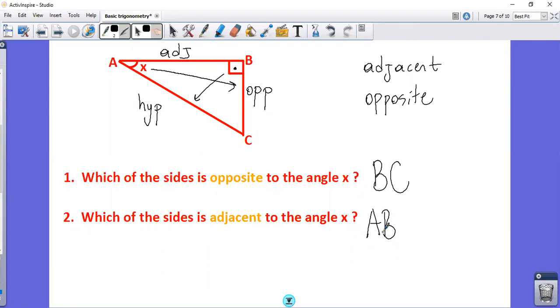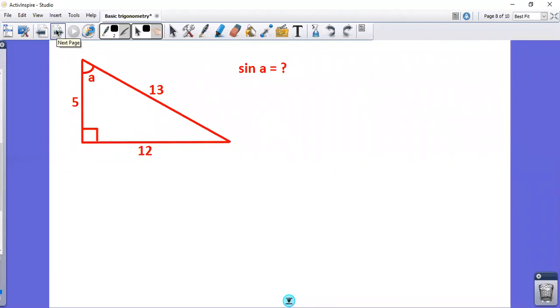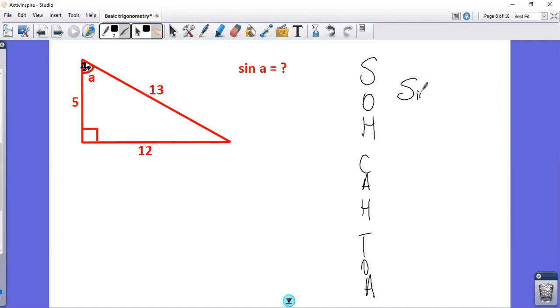All right, so next one. We have to find sine of the angle A. You see here, we have angle A. So what was sine? We are using SOHCAHTOA. What is this SOHCAHTOA? It is an easy way to remember the sine, cosine, and tangent formulas. Right, so what is sine? Sine of any angle is equal to opposite over hypotenuse.